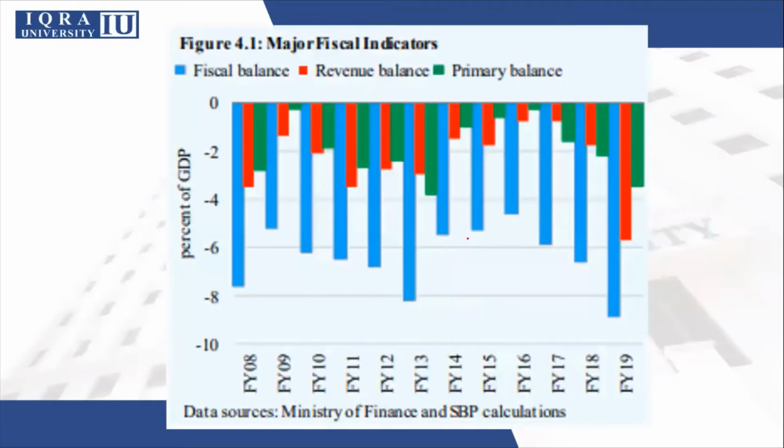Now, this is taken from the State Bank of Pakistan report, and over here you can see the major fiscal indicators. So the fiscal balance is continuously negative in Pakistan. The blue line, you can see it is below zero from 2008 till 2019. So that means Pakistan is continuously going into a budget deficit. Now let's see, how does this have an impact on what we are studying?